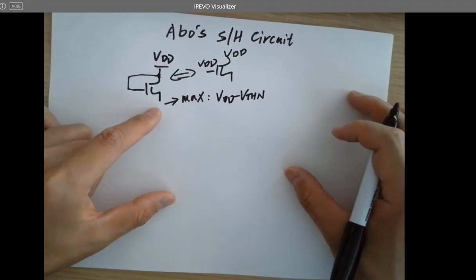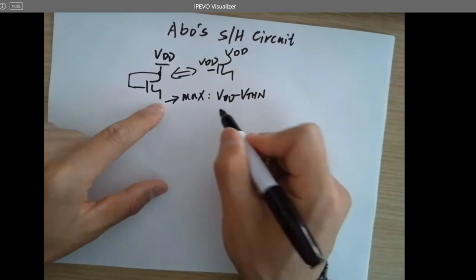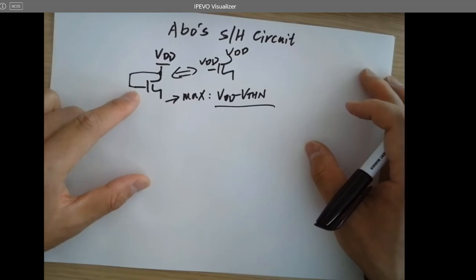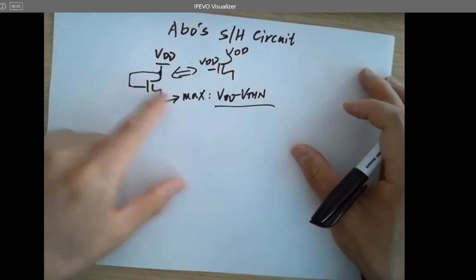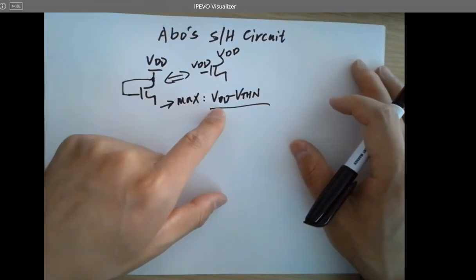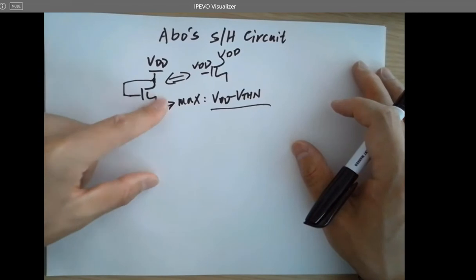Why? Because whenever the source voltage is higher than this voltage, VGS will be less than VTHN. So the channel will be off. So here's the maximum voltage I can get using this gate.